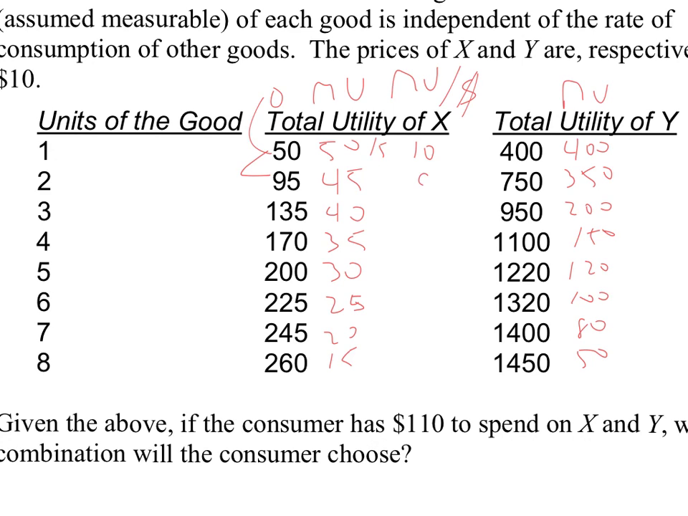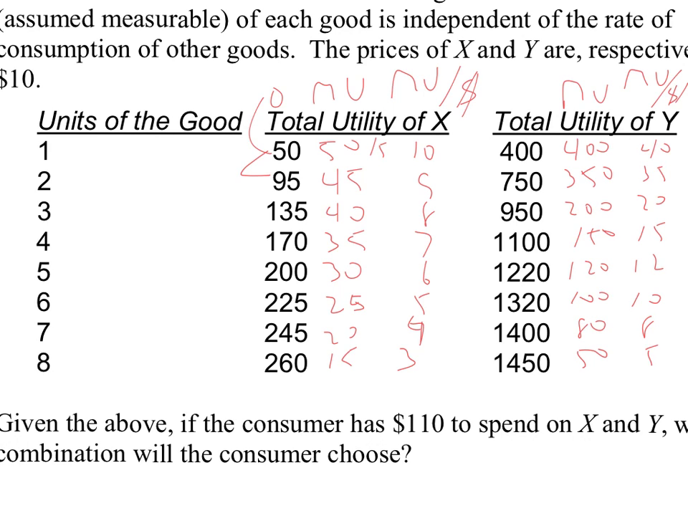And I'm just going to run through this arithmetic rather quickly. 10, 9, 8, 7, 6, 5, 4, and 3. And the price of good Y is $10, so we're dividing marginal utilities by 10. That would be 40, 35, 20, 15, 12, 10, 8, and 5. Okay? So again, that's marginal utility per dollar spent for good Y.